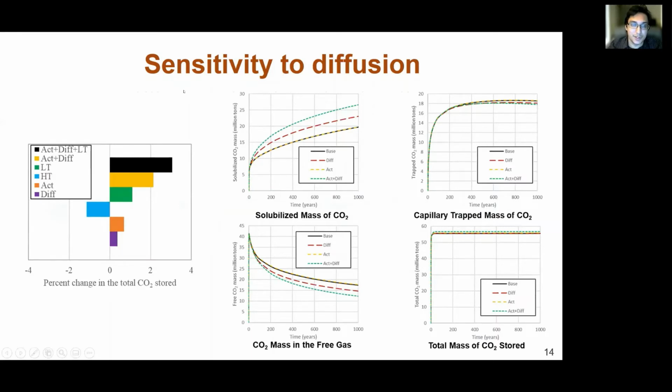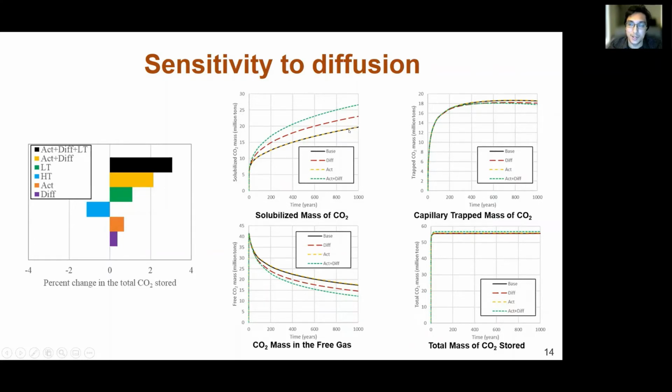Now, if we look at the plots, for example, here we have the percent change for each of the different cases we tested. So here, the yellow box, we have all the cells active plus molecular diffusion, and we have an increase in total CO2 stored of about 2%. So it's not a very significant increase for the total CO2 that we can inject.